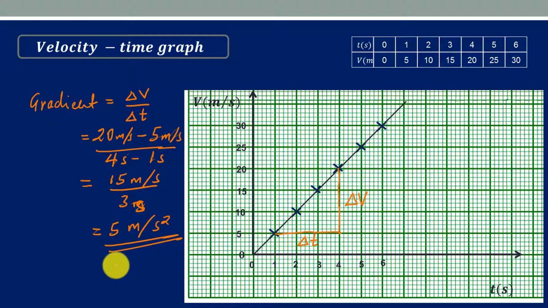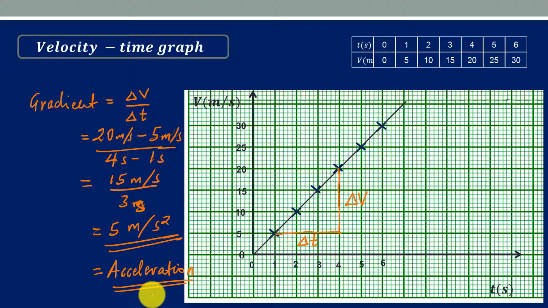Now we learned something here. The gradient has the unit meters per second squared. We have just learned that the unit for acceleration is meters per second squared. We end up making a very strong conclusion here that the gradient of a velocity time graph is equal to acceleration. Very, very important. Acceleration. The gradient of a velocity time graph is equal to acceleration.